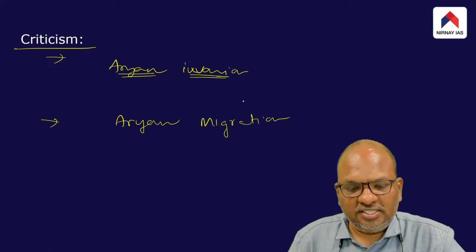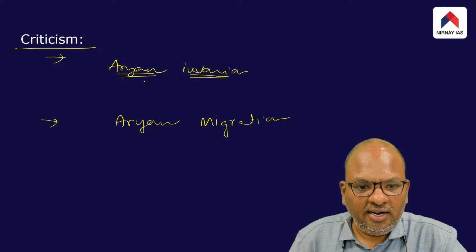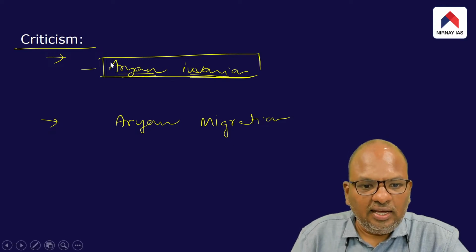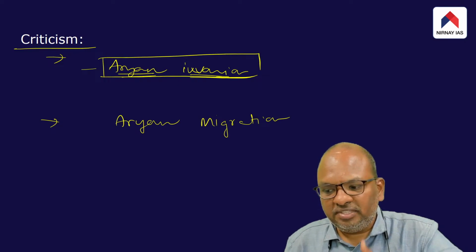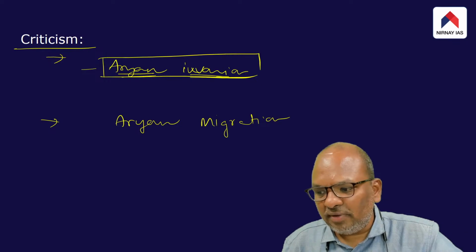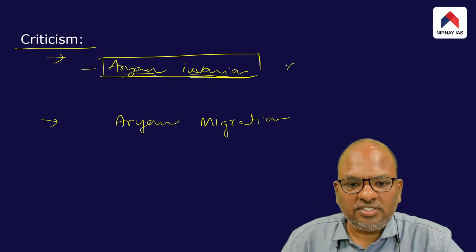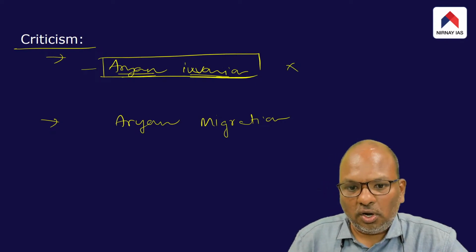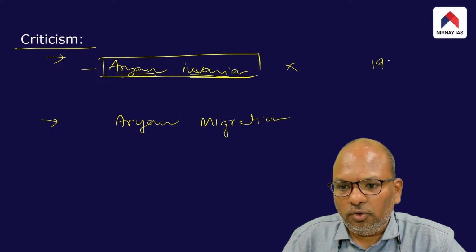So the theory which was proposed by Mortimer Wheeler was the theory of Aryan invasion. Basically, Wheeler argued that Aryans came to India, they destroyed the Indus Valley cities, and that's the reason for the decline of Indus Valley civilization. That was his argument. But most scholars have now rejected the Aryan invasion because most scholars now believe that the Indus Valley civilization declined by about 1900 BC.